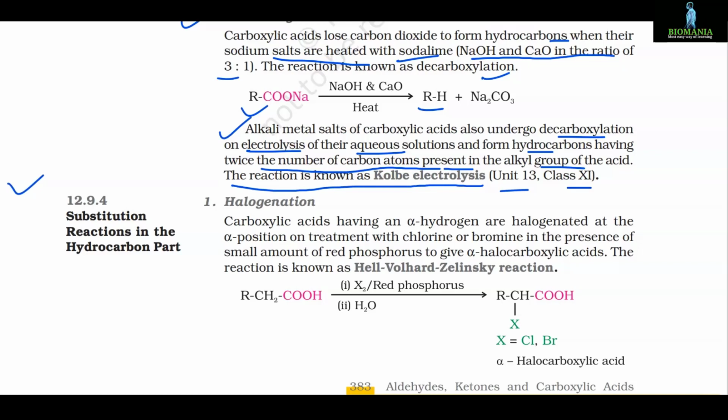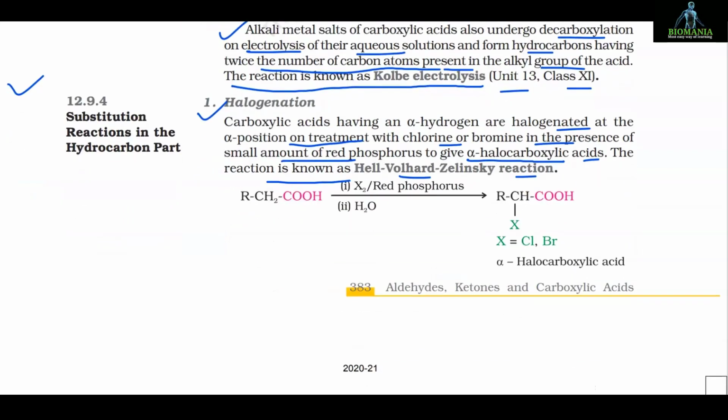12.9.4 Substitution reaction in the hydrocarbon part. Number 1, halogenation. Carboxylic acids having an alpha hydrogen are halogenated at the alpha position on treatment with chlorine or bromine in the presence of a small amount of red phosphorus to give alpha halocarboxylic acids. The reaction is known as Hell-Volhard-Zelinsky reaction. Here you can see this reaction, that is RCH2COOH in the presence of halogen, red phosphorus and H2O, forming alpha halocarboxylic acid.